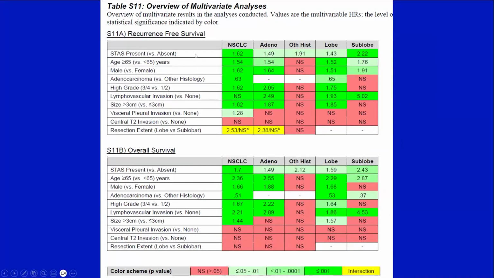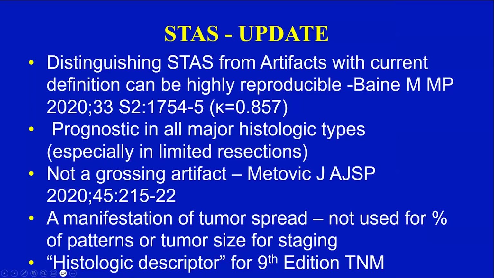This is just a summary of the multivariate analyses. And as you can see, everything in green shows a hazard ratio that is significant in multivariate analysis where all of these factors were included. And for every subgroup, non-small cell lung cancer, the total group, adeno alone, other histology, which is mostly squamous, lobectomy, and sublobar resection, STAS is an independent predictor of outcome.